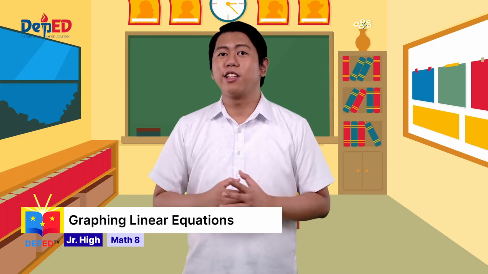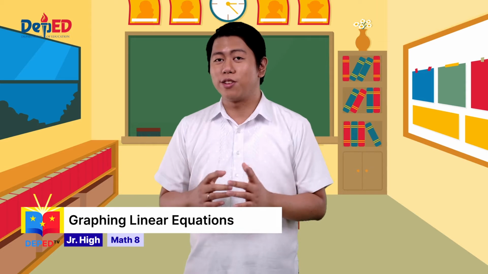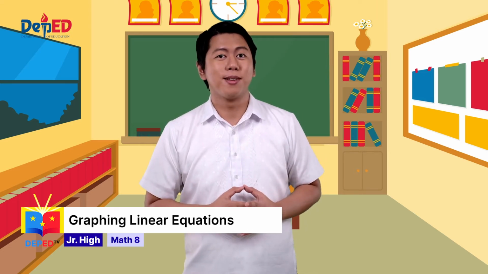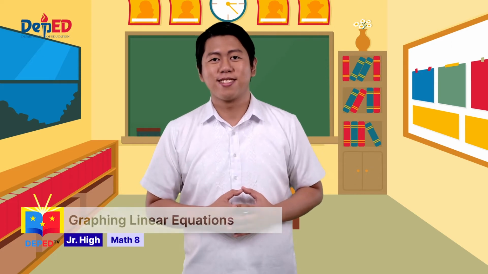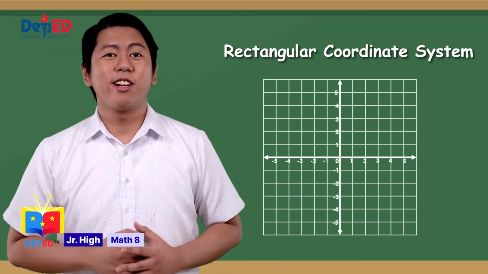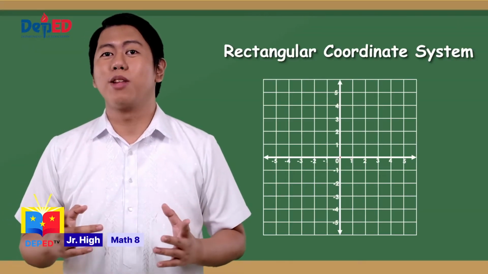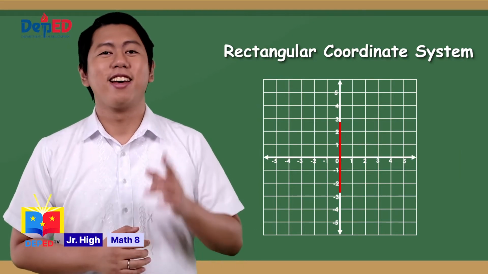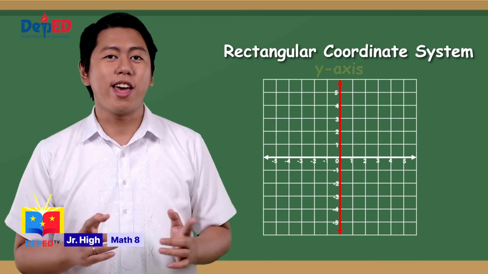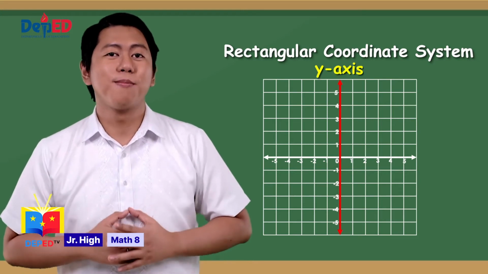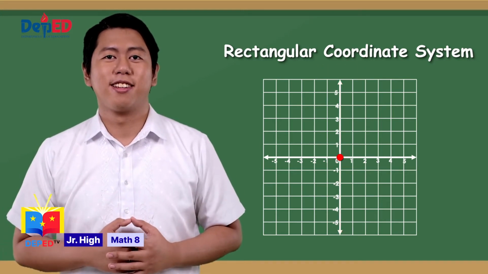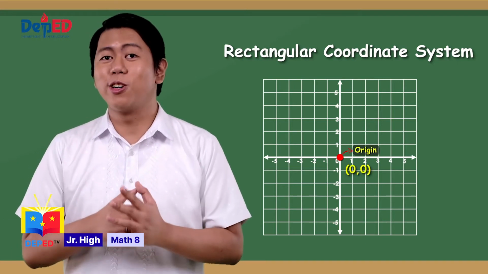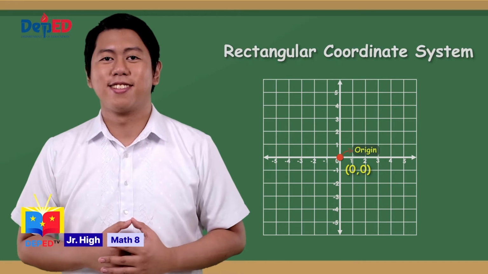We have been learning linear equations through the previous lessons, and we use the rectangular coordinate system to graph its solutions. Recall that a rectangular coordinate system is formed by a horizontal number line, the x-axis, and the vertical line, the y-axis, that intersects perpendicularly. The intersection is called the origin and its coordinates is (0, 0).